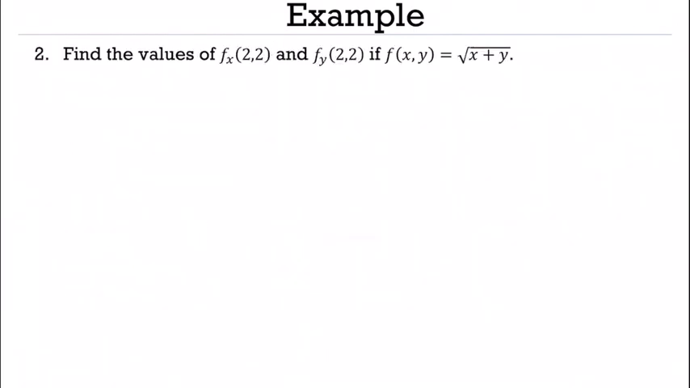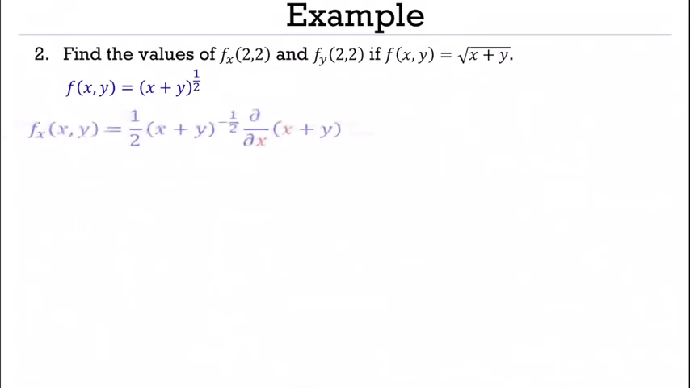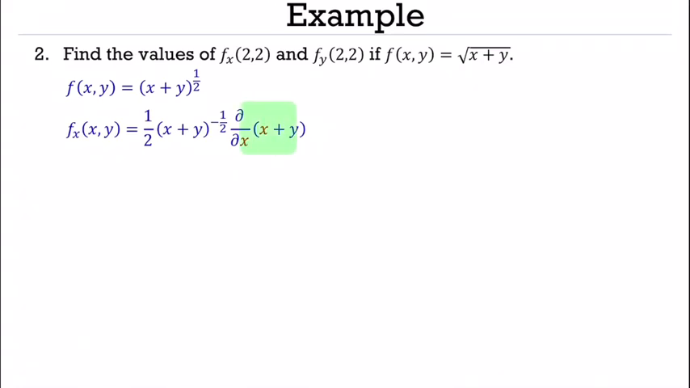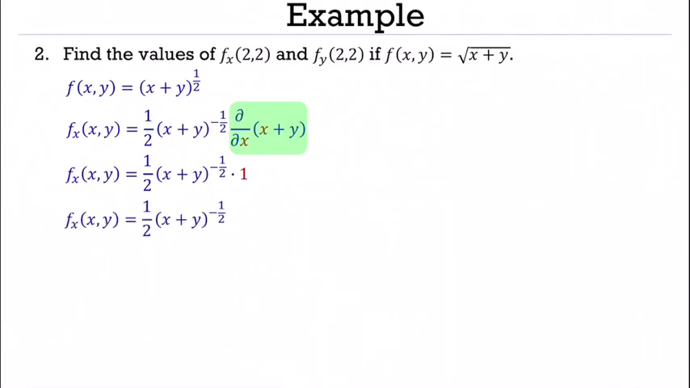This question is the same as the previous example. We had to find the first order partial derivative first, then substitute the point to get the values. First, we change the square root to power of 1/2. Then use the power rule to find the partial derivative, where we bring the power to the front and reduce its power by 1, and the power becomes -1/2. And then multiply it by the partial derivative of x plus y with respect to x. The partial derivative with respect to x is equal to 1. So the answer is this.